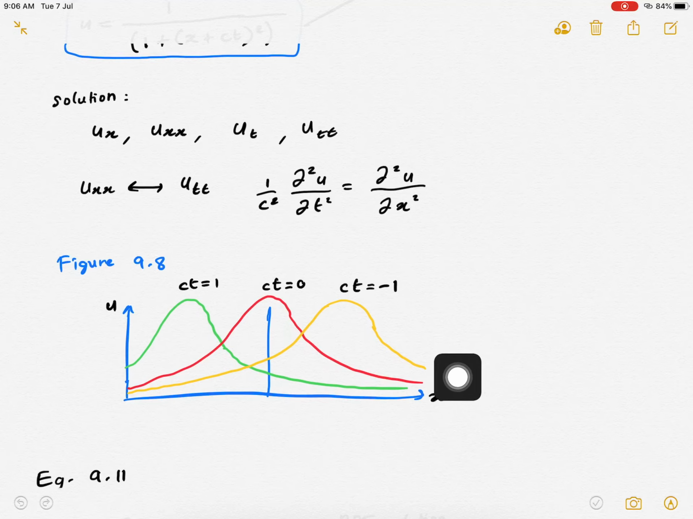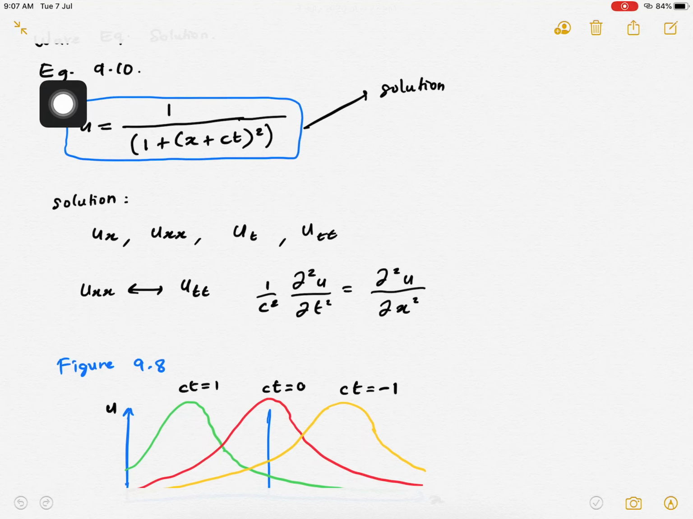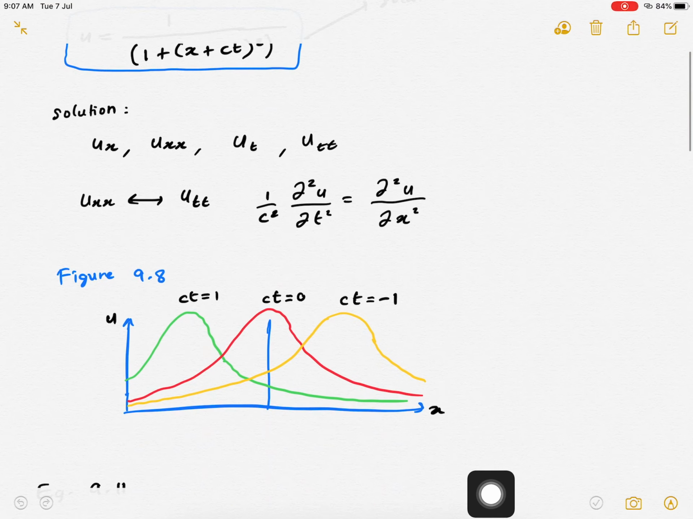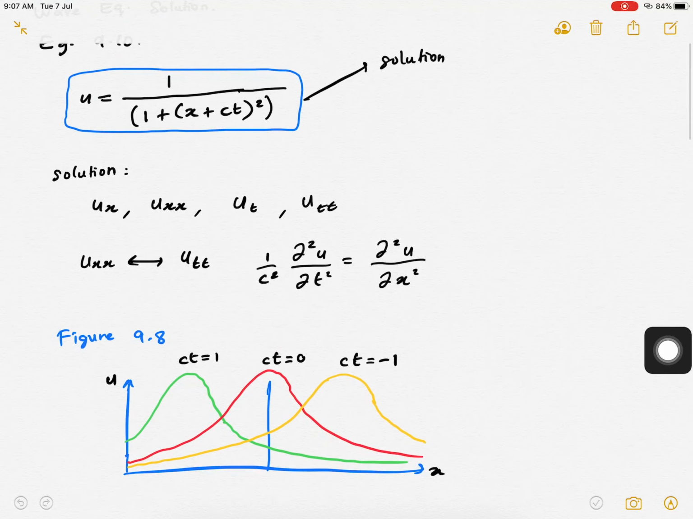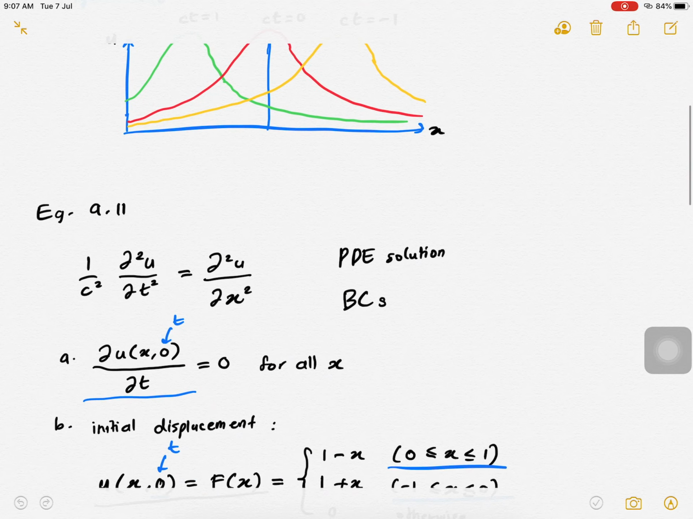If you look here, when time is increasing, the wave is propagating from right to left, from yellow, red and green. So this is the behavior of this equation, and this is one of the applications of the wave equation, to see the propagation of the wave. Alright, so now we go to the next example.